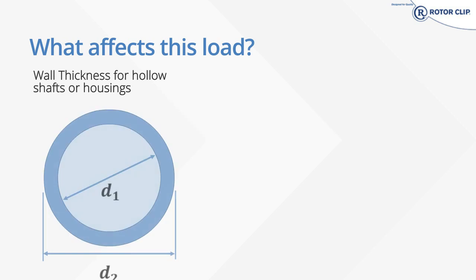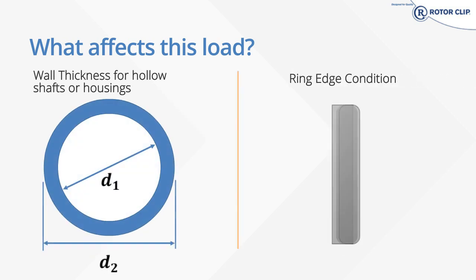Loads are also affected by another thing to consider when planning for your load, which is the wall thickness of a hollow shaft or a housing. Just like edge margin, you don't want to be too thin here, or you could easily destroy your shaft or housing. On the right side of the screen, we show a sharp versus crown side on a retaining ring.